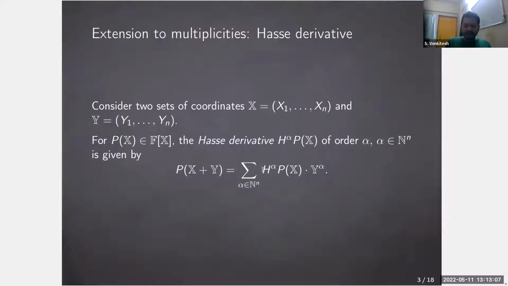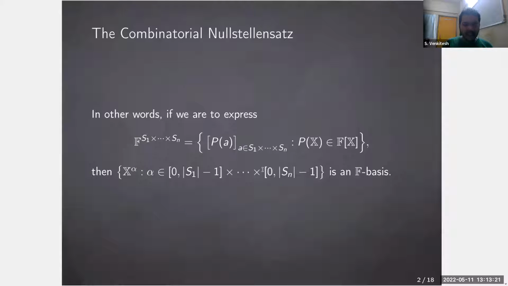All right. So how do we extend the combinatorial Nullstellensatz or the Nullstellensatz type of statements and arguments to encapsulate derivatives? So let me just go back and revisit the statement. In order to express the vector space F to the S1 cross Sn as a set of evaluation vectors, where each evaluation vector comes from an evaluation of a polynomial, the monomials x to the alpha, where alpha ranges over the suitable grid, is enough. That gives you a nice basis of this function space.